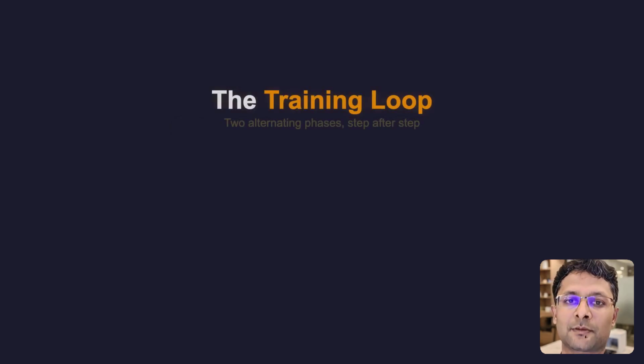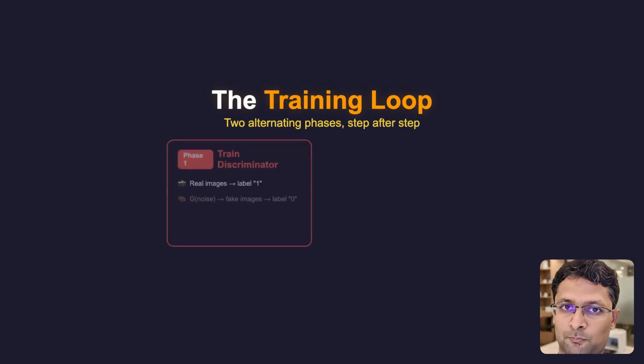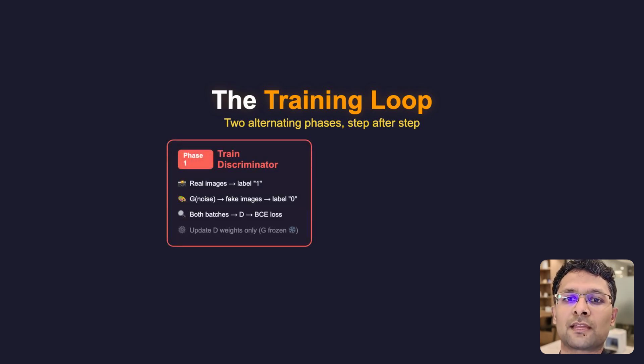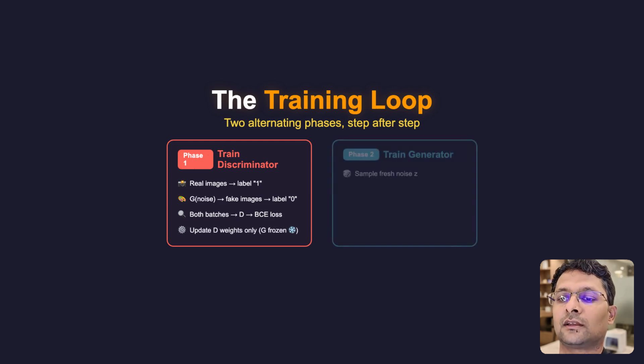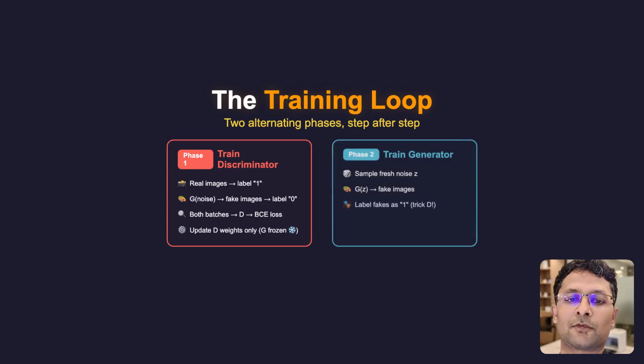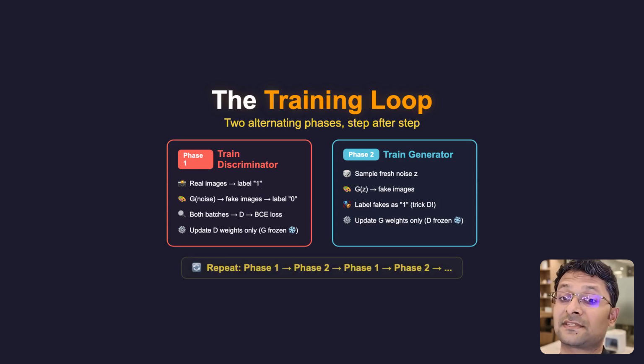Phase 1, train the discriminator. Show it real images from the dataset and fake images from the generator. It learns to tell them apart. Phase 2, train the generator. Feed noise through the generator, pass the fake output to the discriminator, and backpropagate the discriminator's judgment back through the generator. The generator never sees real images directly, it only learns from the discriminator's feedback. These two phases alternate step after step, epoch after epoch.